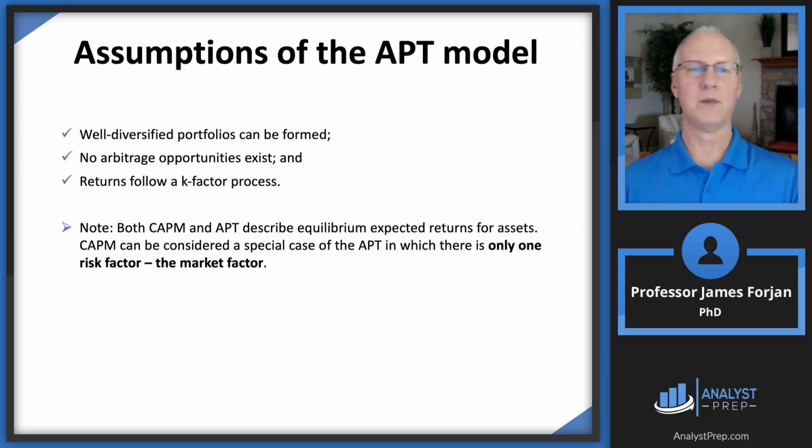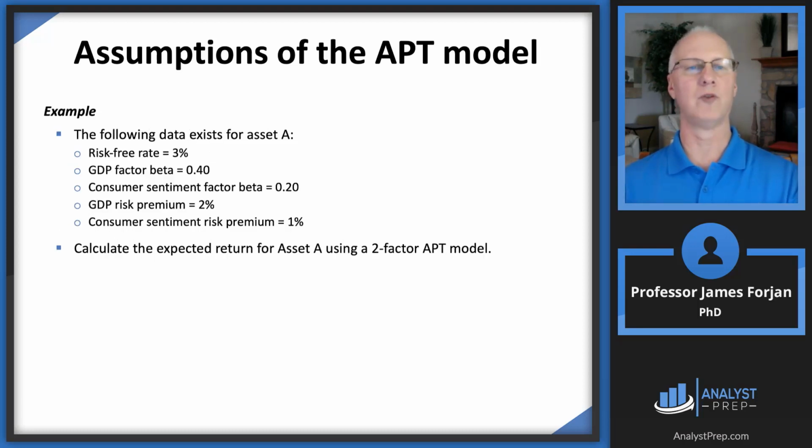Well-diversified portfolios can be formed according to the assumptions of the model. There are no arbitrage opportunities. Think of the Pittsburgh-Philadelphia example. And then the returns will follow a K-factor process. So once again, here's my last arrow point there on the bottom of the page: CAPM has just one risk factor, but APT can have multiple risk factors.